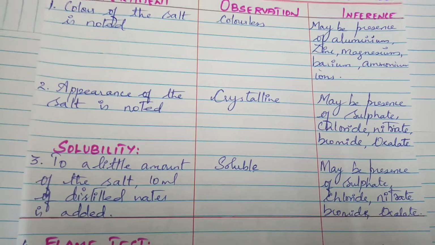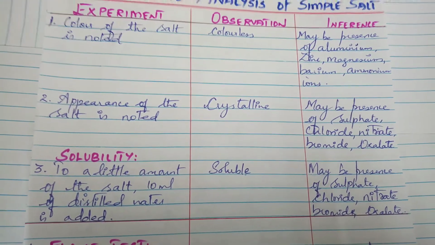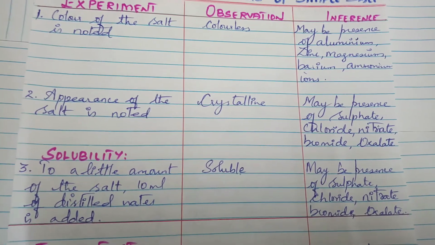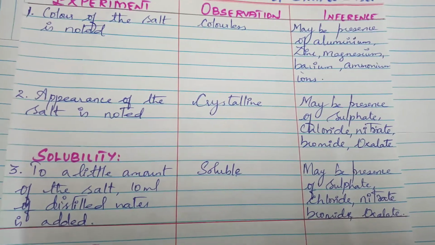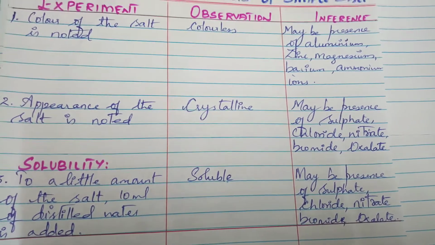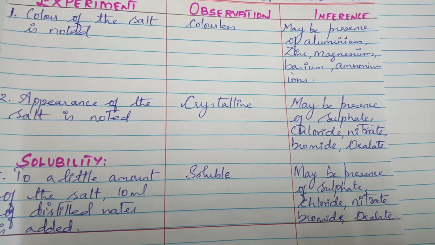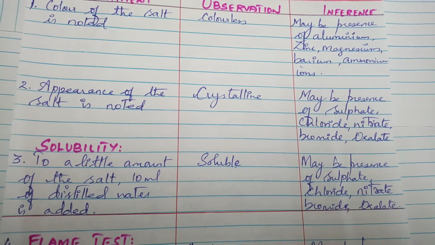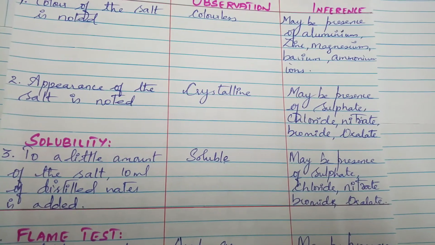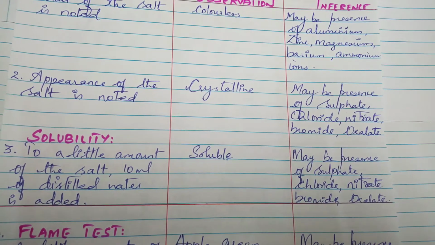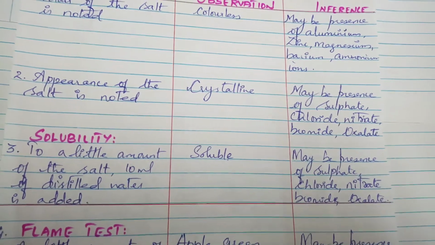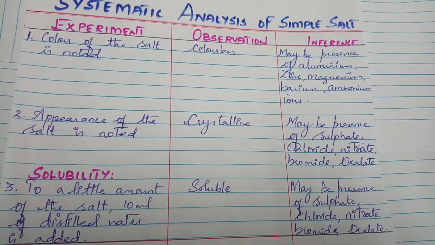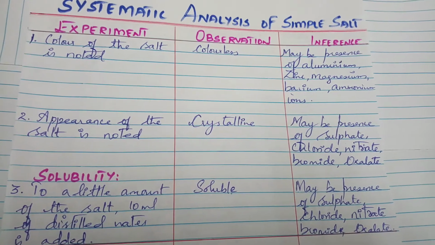The third part is solubility. Crystalline salts are basically soluble in nature. Generally, to a little amount of the salt, 10 ml of distilled water is added, and what do you observe? Your salt is soluble. Therefore, if it is soluble, you might have sulfate, chloride, nitrate, bromide or oxalate salts. So these are the three preliminary things in which the salt format has to be entered.